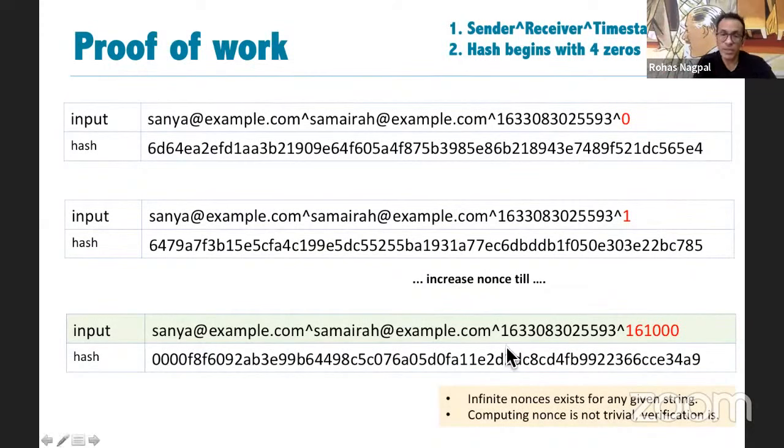So as you can see, there can be infinite nonces for any given string. It's not like only 161,000 works. If we keep going ahead, many more will work. We just need to calculate the first. And calculating this nonce is not easy. It takes time. We have to do so many calculations. But the receiver only checks one nonce. So computing the nonce is considered non-trivial. Verification is very trivial. It takes some microseconds.